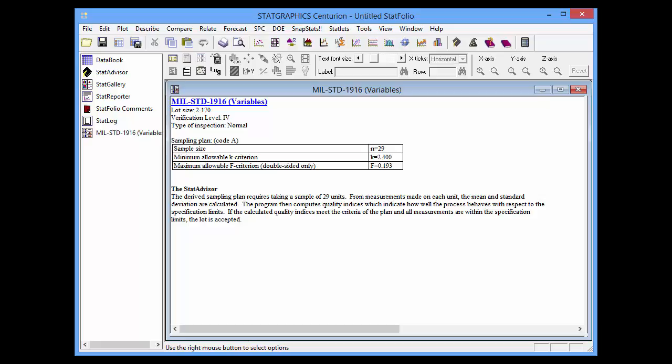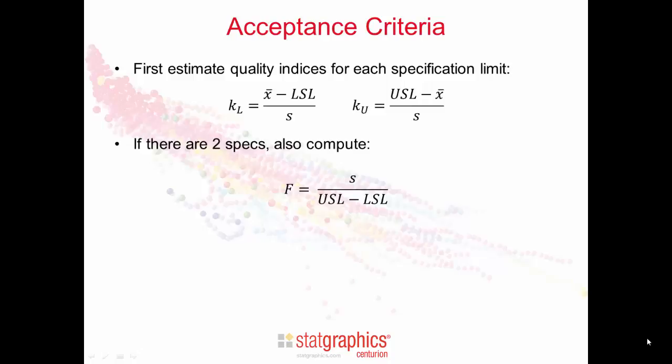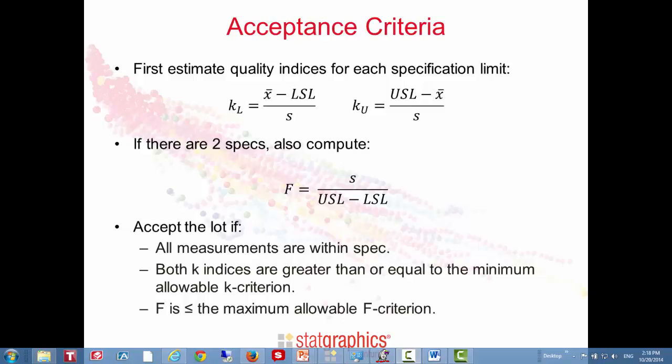After we've collected our 29 items, we'll calculate the sample mean X bar and the sample standard deviation S. We'll then use those statistics to compute quality indices, which for Military Standard 1916 are called K sub L and K sub U. If there are two specs, we'll also compute the index F, which is the standard deviation divided by the difference between the specification limits. We'll accept the lot if all measurements are within the specifications, both of the K indices are greater than or equal to the minimum allowable K criterion, and F is less than the maximum allowable F criterion.